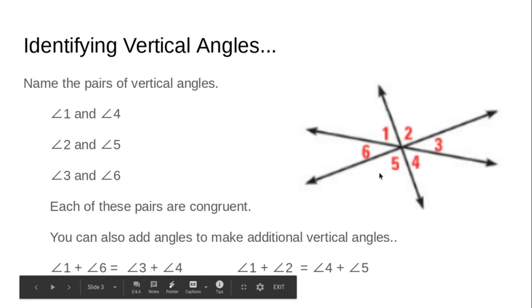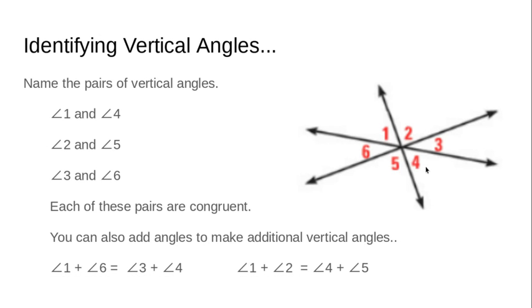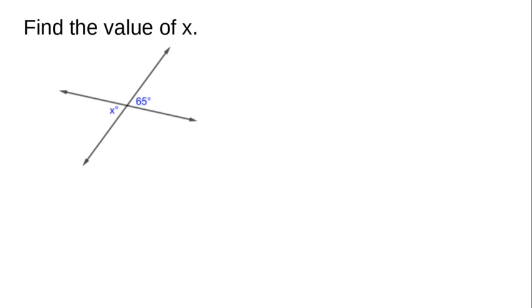You could do the same thing with 1 and 2. If I added 1 and 2, across from them are 4 and 5, so 4 and 5 would be added up. Now, that's not all of them. Obviously, you could do 2 and 3 with 5 and 6. You can use any combination you want, as long as you're talking about the ones that are across from each other and combining them together.